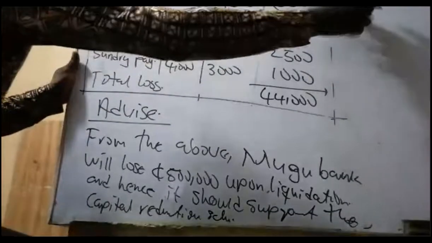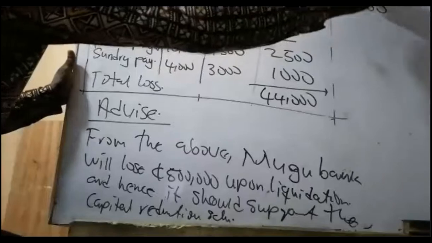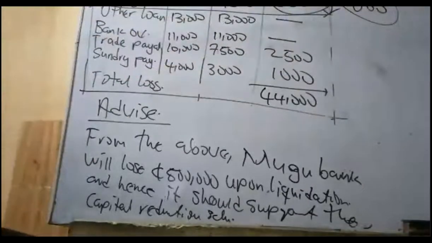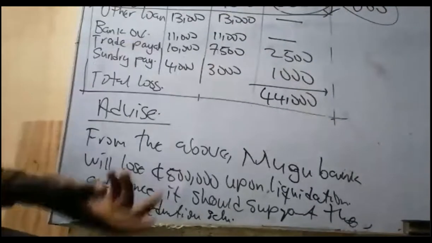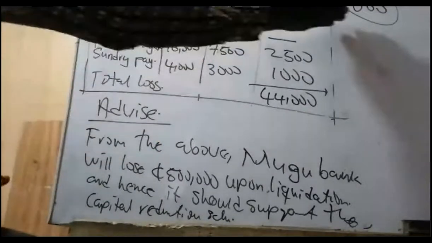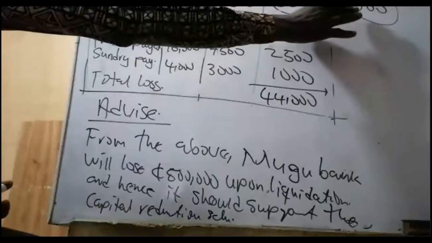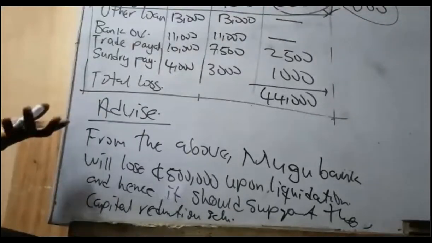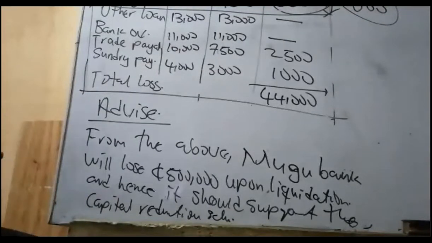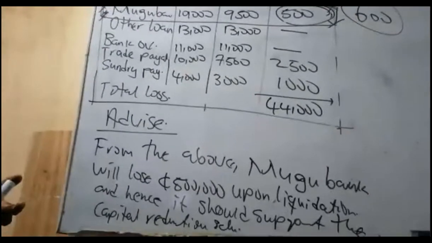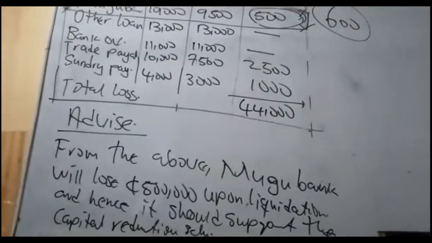If the loss per the scheme is 600, they should force forward liquidation because upon liquidation, they are losing 500. Your scheme suggested that they should sacrifice 600, so they will not agree. So basically, that is it.